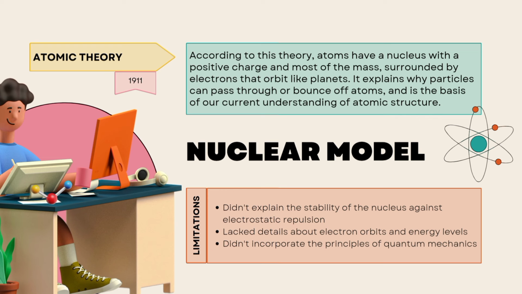Nuclear model, 1911. According to this theory, atoms have a nucleus with a positive charge and most of the mass, surrounded by electrons that orbit like planets. It explains why particles can pass through or bounce off atoms, and is the basis of our current understanding of atomic structure. Limitations: it didn't explain the stability of the nucleus against electrostatic repulsion, lacked details about electron orbits and energy levels, and didn't incorporate the principles of quantum mechanics.